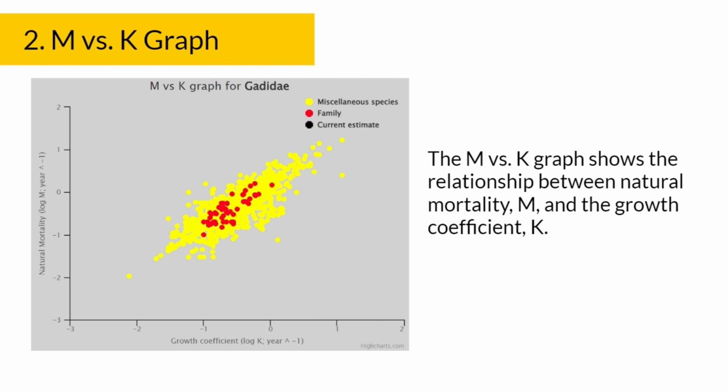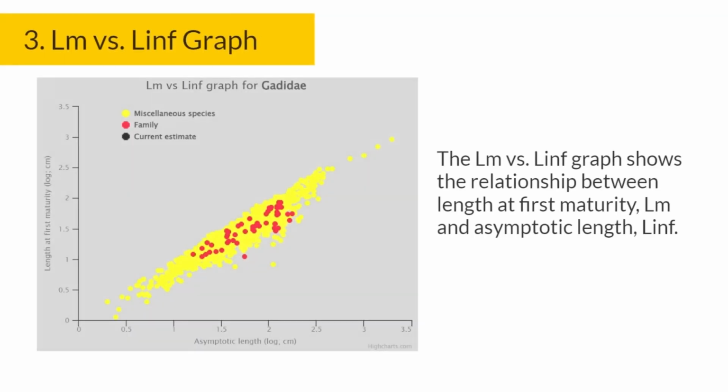Here, we see that K is a good predictor of M, which confirms that K is among the predictors influencing M. The LM versus L infinity graph plots length at first maturity versus asymptotic length. The estimation of LM requires substantial data and is usually not available for many species. An examination of the link between LM and L infinity shows there is an empirical relationship that can facilitate the estimation of LM from L infinity.